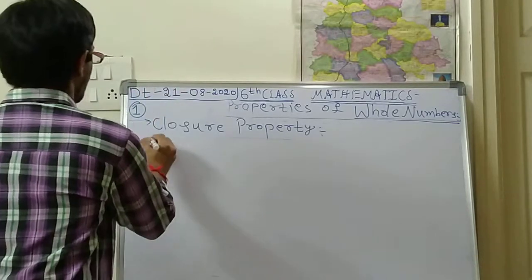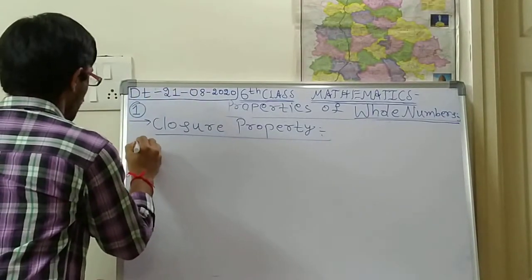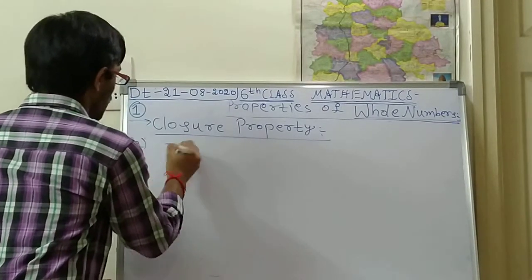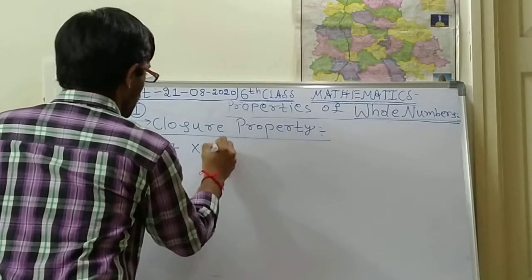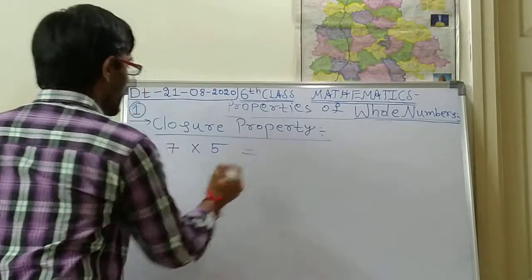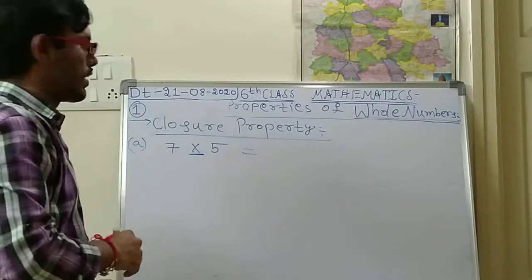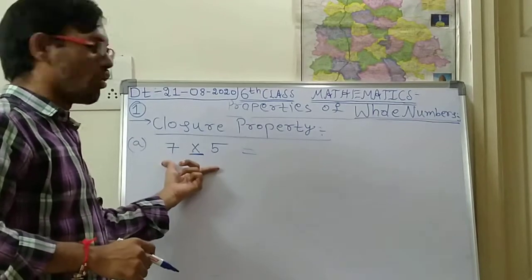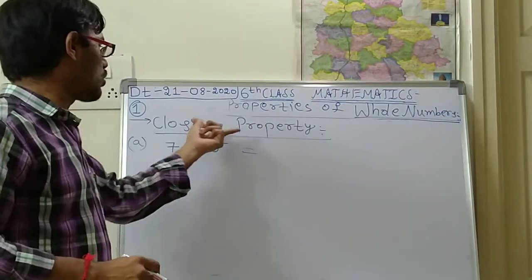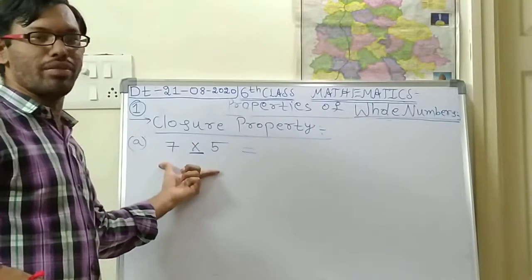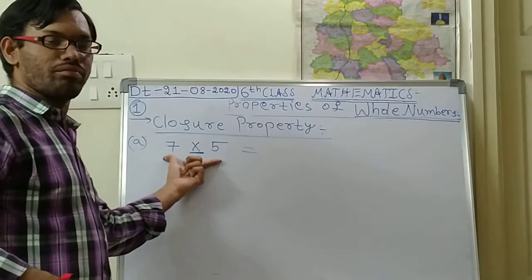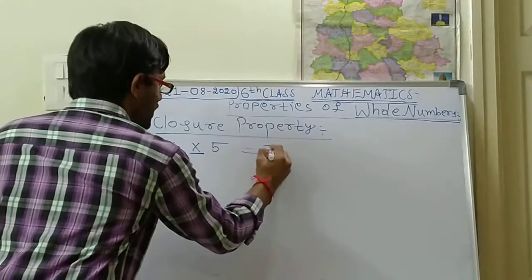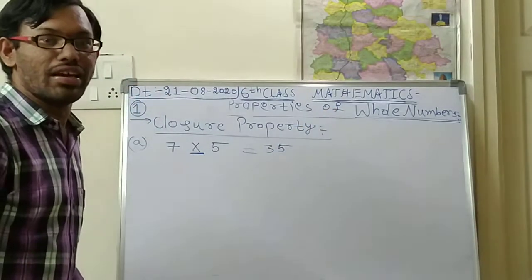See children, the first one, A. 7 into 5. What is 7 into 5? Here the multiplication symbol is there, so it is the multiplication property. Two whole numbers are there with a multiplication symbol, so it is the closure property of whole numbers under multiplication. By doing the multiplication, what is the result? 7 fives are 35.